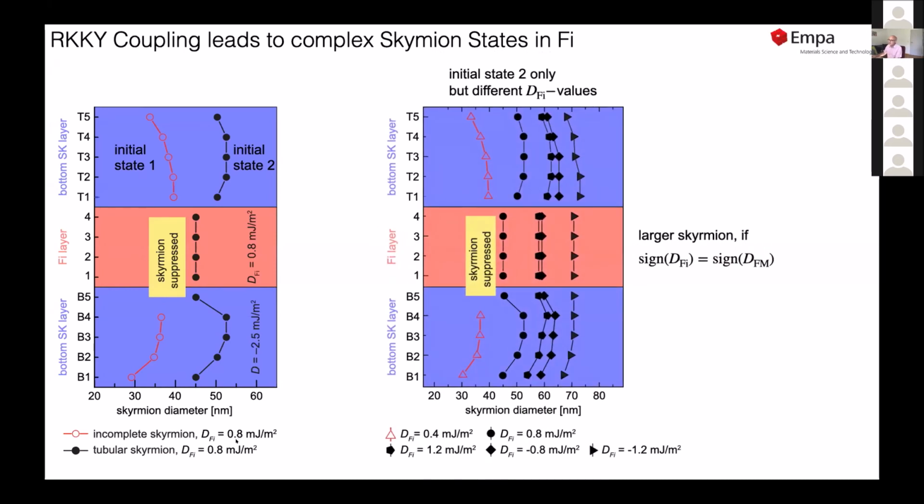Now, we studied other values of DMI. If we reduce the DMI of this interlayer, then we get no skyrmion. Even if we impose a skyrmion in the interlayer as an initial state, it vanishes if you let the system relax. So there is a critical size of the DMI needed in the interlayer so that it can support a skyrmion. Now, it doesn't matter so much which sign this DMI has. It works for positive and negative, but you get a larger skyrmion if the signs of D are the same; if they're opposite signs, the skyrmions are a bit smaller.